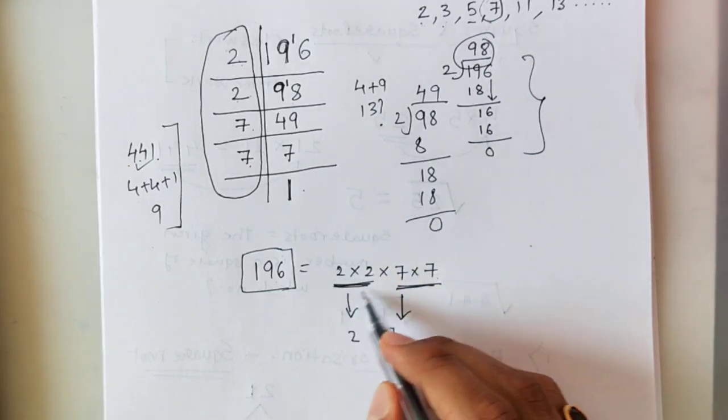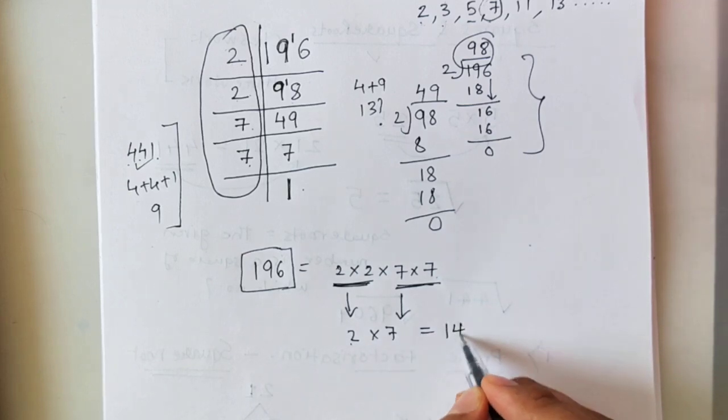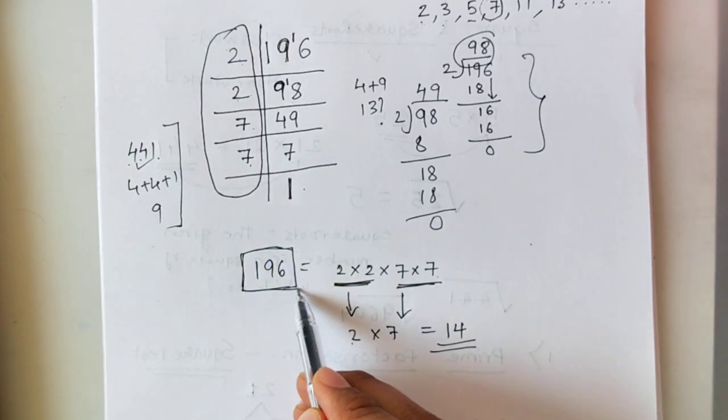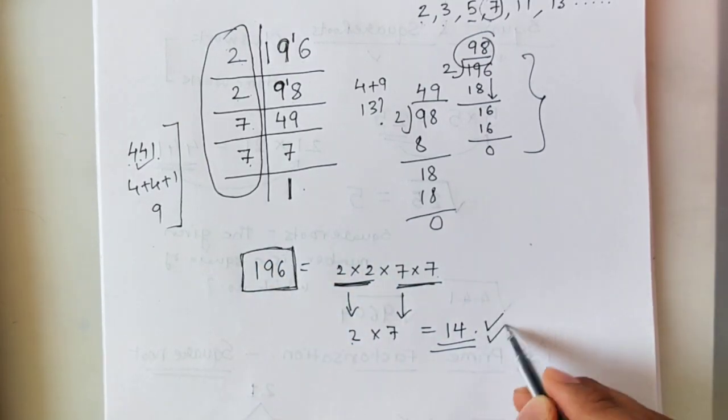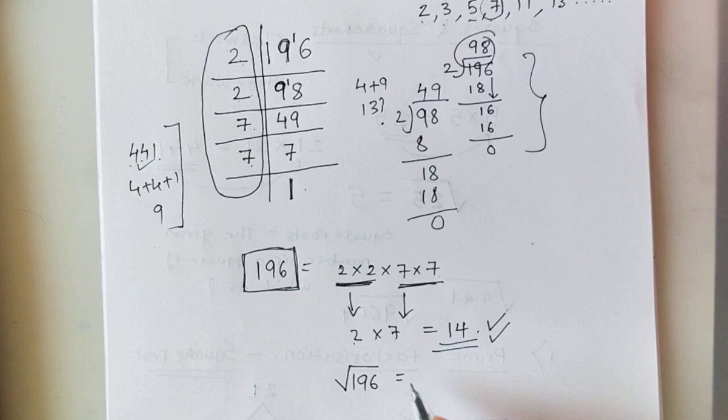So we have a pair of 2, I'll take one 2 down. So 2 into 7 is how much? 14. So my answer is 14. That means 196 is the square of 14. So I can write it like this also, that the square root of 196 is 14. Understood? I hope you have understood.